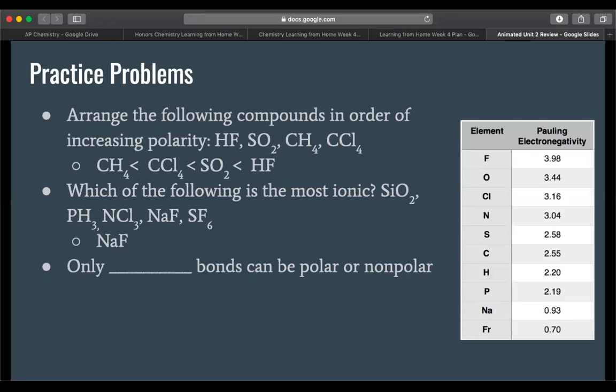So looking at this last question, it kind of gets to what you, Nala and Sean, were just talking about. Which kinds of bonds can be polar or non-polar? Covalent. Only covalent, right? Only covalent can be polar or non-polar. But once you become so polar, you actually are no longer a covalent bond, you become ionic.